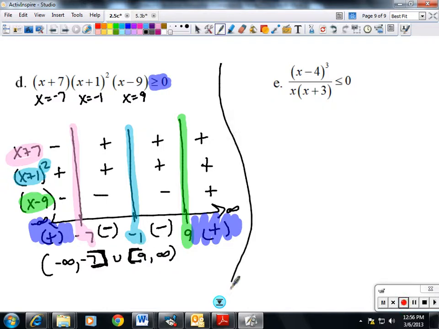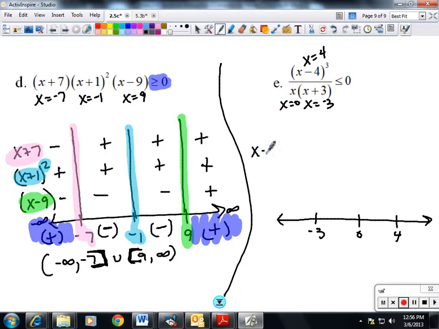Okay. Last one. You know what? Yeah, let's go ahead and do it. This answer would be 4, negative 3, and 0. This one's a little tricky. Negative 3, 0, 4: x minus 4 cubed, x plus 3.